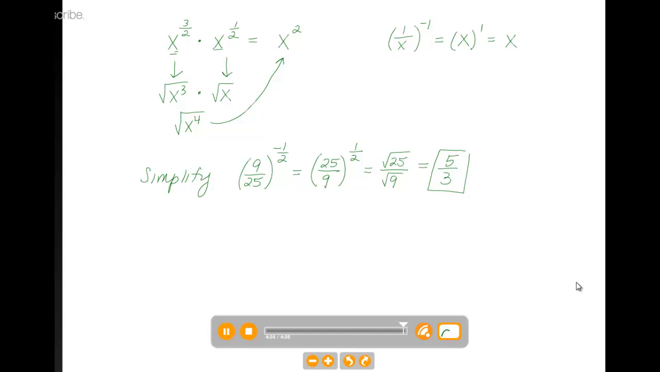Okay, so it's time to try some practice for rational exponents.